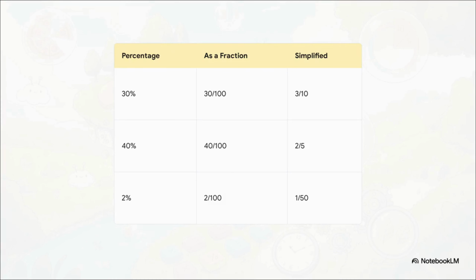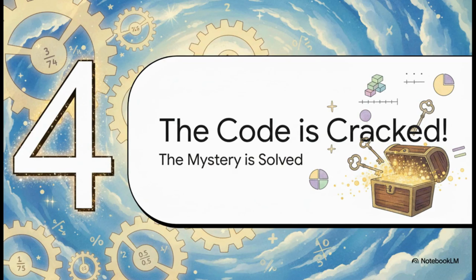Let me show you what I mean. Check this out. If we have 30%, that becomes 30 over 100. Now, to simplify, we just have to find the biggest number that fits into both 30 and 100, which is 10. So you divide both by 10, and you get the nice simple fraction 3 over 10. Or look at 40%. That's 40 over 100. We can divide both of those numbers by 20 to get 2 over 5. See, we're not changing the value at all. We're just cleaning up the code and using smaller, neater numbers.